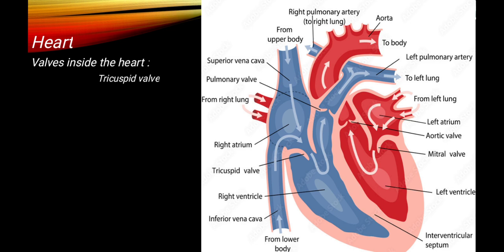Tricuspid valve. It is located between the right auricle and right ventricle. Bicuspid valve. It is located between the left auricle and left ventricle. Pulmonary semilunar valve. It is located at the opening of the pulmonary artery. Aortic semilunar valve. It is located at the opening of the aorta.